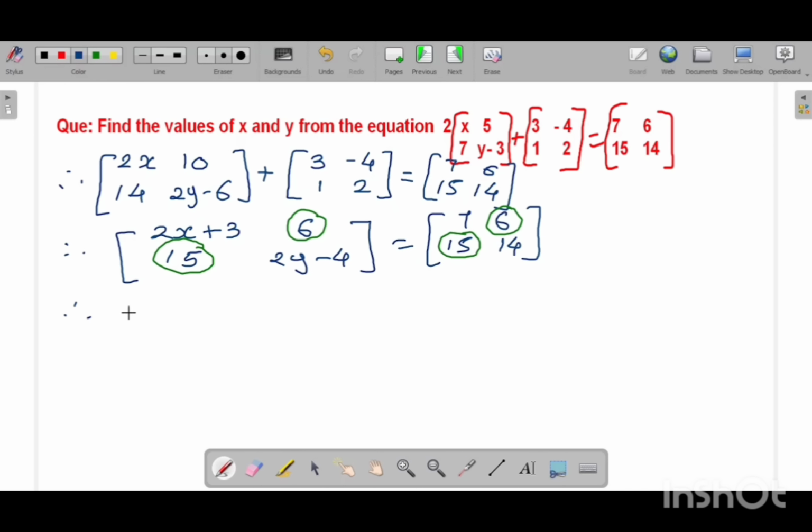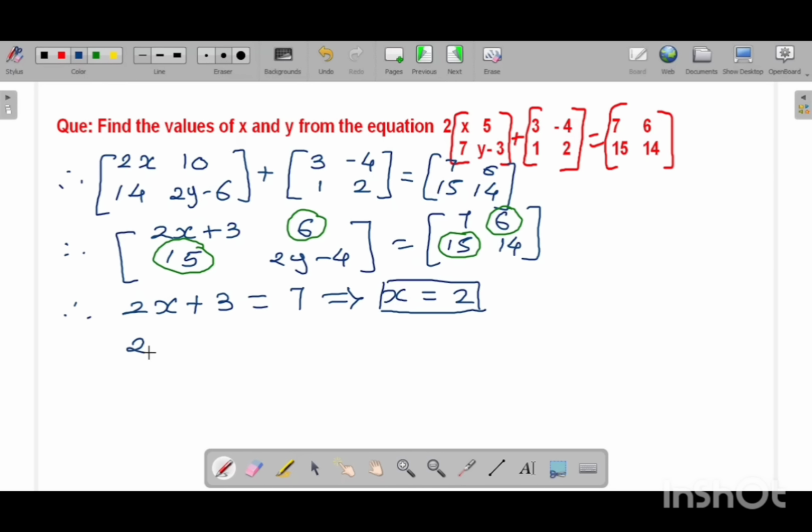Now when you compare the elements, you get 2x plus 3 is equal to 7. So you can calculate this. 3 will go to the right hand side, it will become 7 minus 3, that means 4, and then 2 will also come in the denominator, so x is equal to 2. So this is your first answer, where you have got one unknown value, which is x.